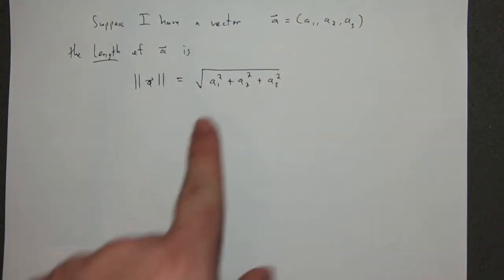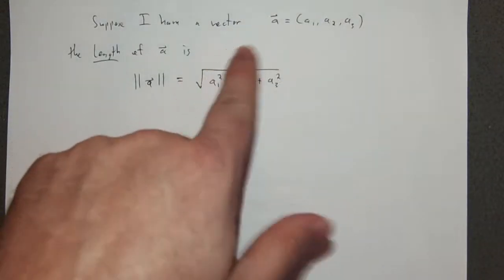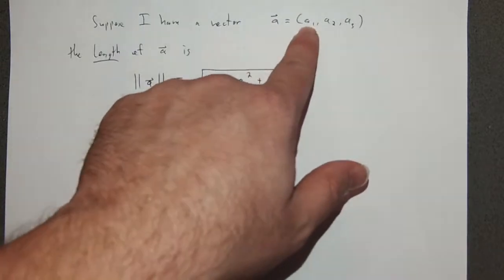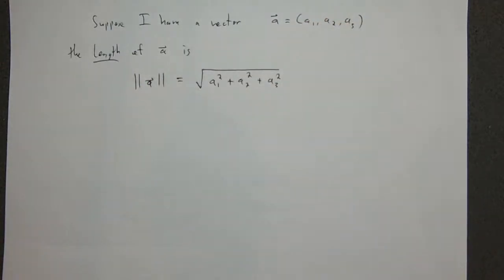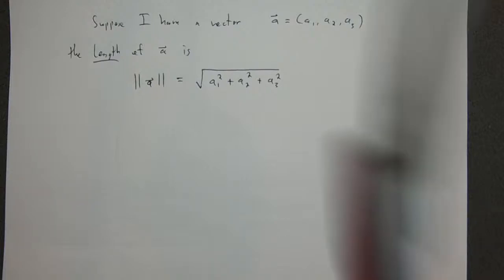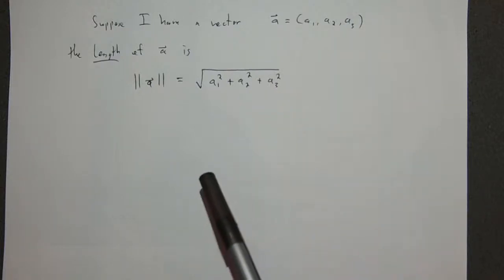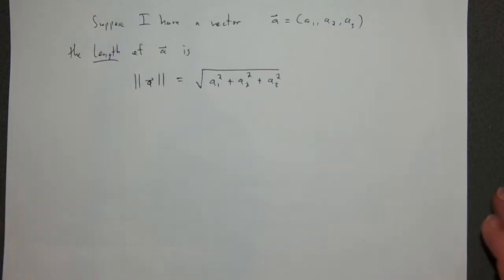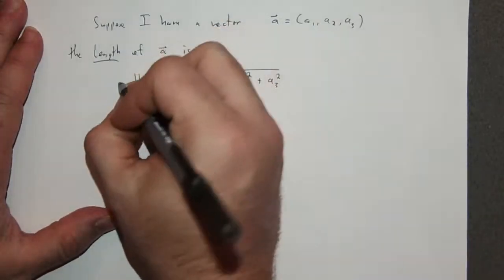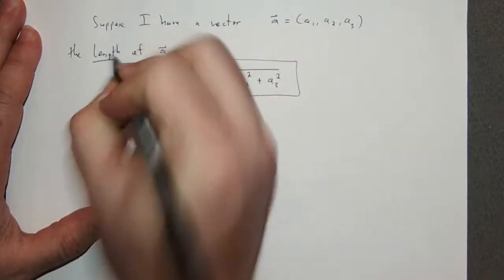Why? Because this is the distance from 0, the origin, to A1, A2, A3. Or I'm acting like they're 3 different things. Of course they're not. It's the distance from the origin and this point, A1, A2, A3, associated to that vector. Right, exactly. So this is the same distance formula that we used in class on Monday. Okay, so this is the length of a vector.